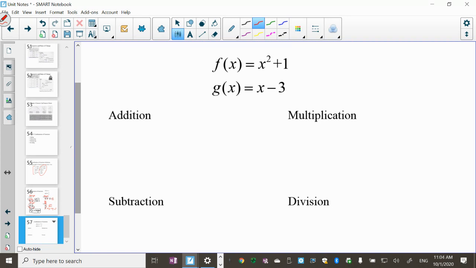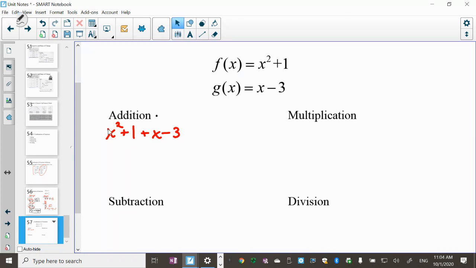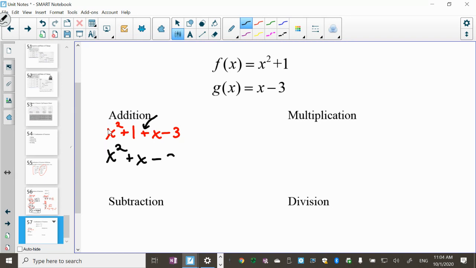The first one is I'm going to add f of x and g of x. So it's x squared plus 1 plus x minus 3. The one thing I do want you to notice is that because I'm adding them and it's a binomial, I'm not too worried about the sign changing because I'm just adding. Then I combine like terms and put the powers in descending order like we're used to seeing it. So the answer would be x squared plus x minus 2. I combine the 1 and negative 3. So there is that added.